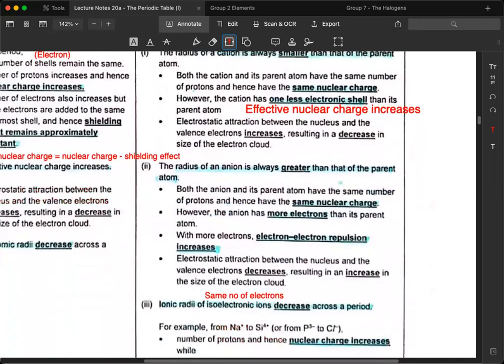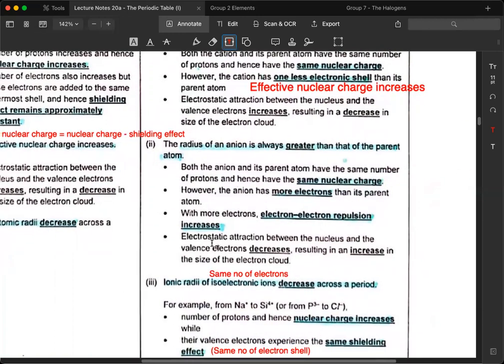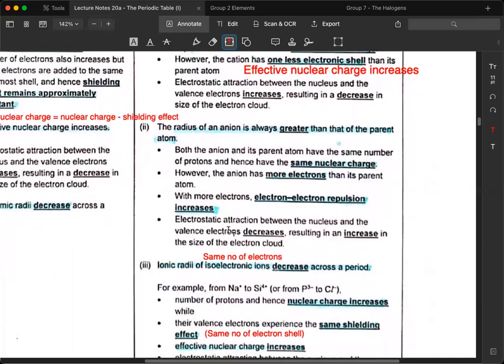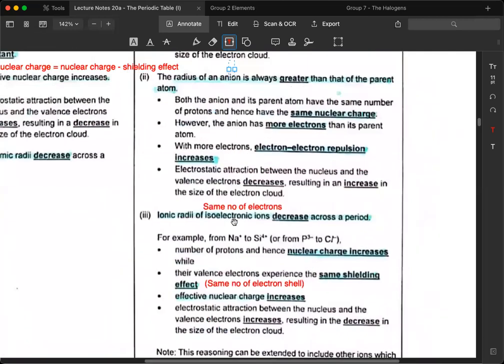That is for cations. For anions, the radius of the anion will always be greater than that of the parent atom. Both the anion and the parent atom have the same number of protons and the same nuclear charge. However, the anion has more electrons than the parent atom. With more electrons, we expect more electron repulsion. With more electron repulsion due to the added electrons, electrostatic attraction between the nucleus and the valence electrons decreases, which increases the size of the electron cloud. So you will see that the radius of the anion is greater than the parent atom.